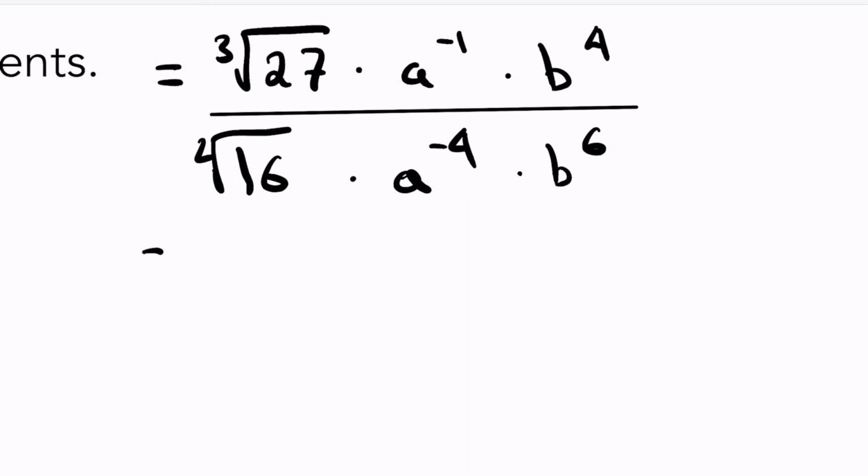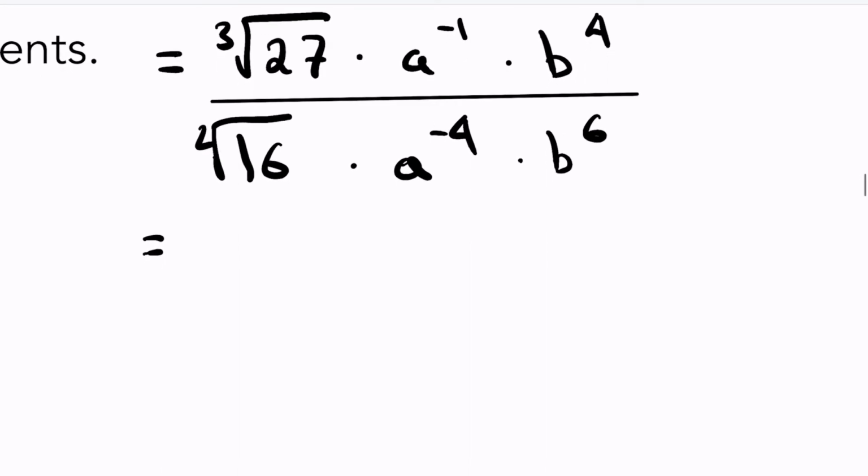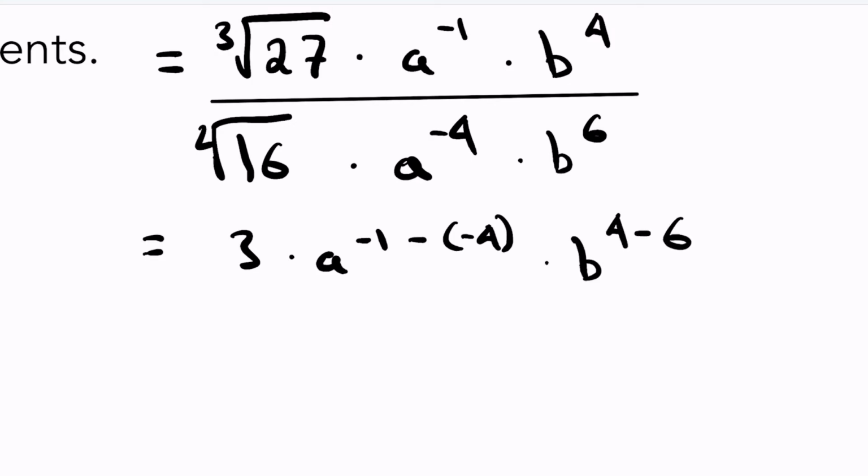So what can we do here? Well, the cube root of 27 is 3. A to the negative 1 minus negative 4. Remember, I'm dividing two powers with the same base, so I have to subtract the exponents. And same with b. I have b to the 4 minus 6. And that'll all be over the square root of 16, which is 4.